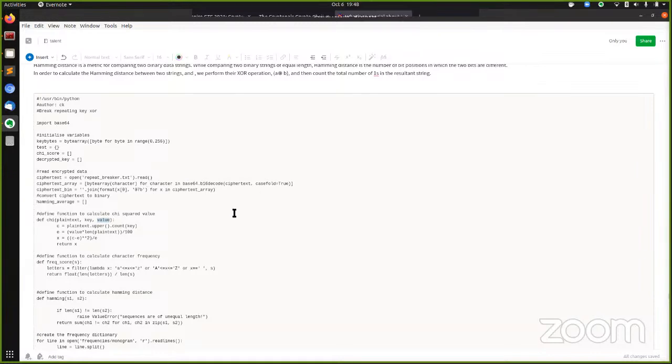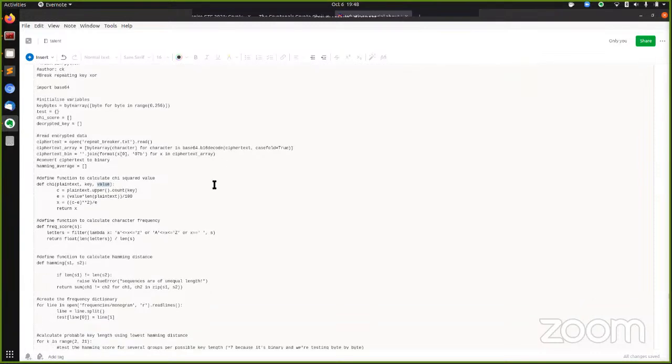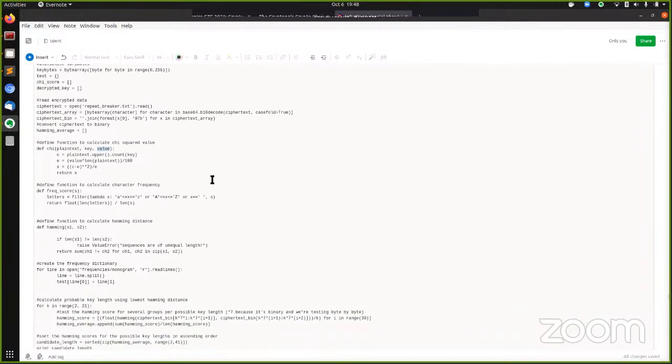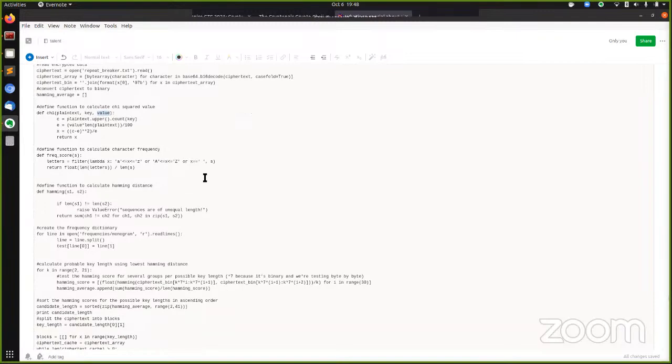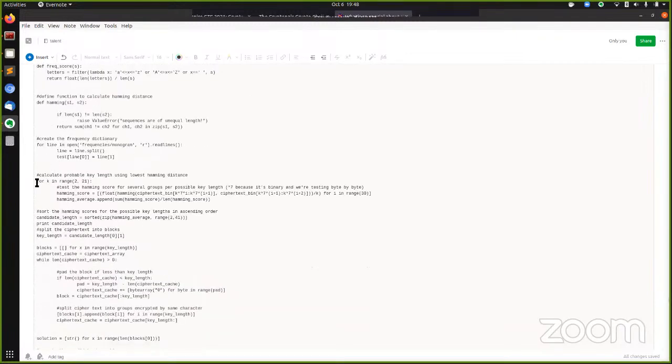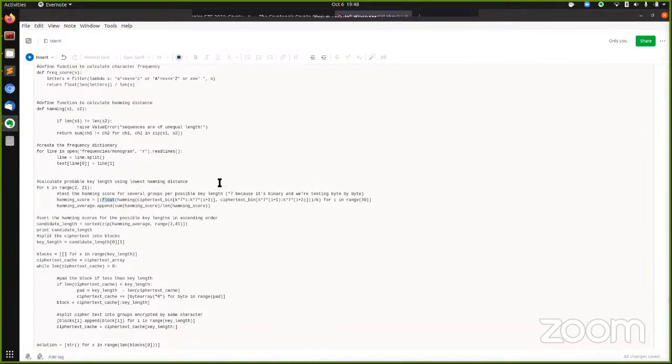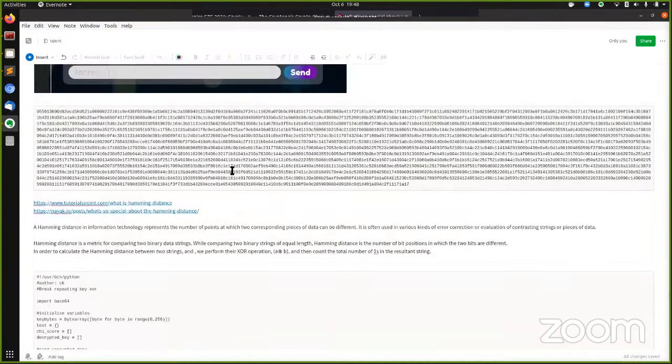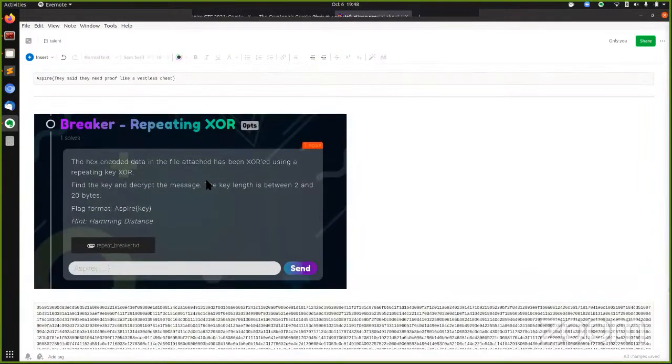So in this case, the major thing we needed to do here was the Hamming. So this is how we are calculating our Hamming score. Again, don't worry too much about this. You can code this in any language, but in my case, I'm using Python.